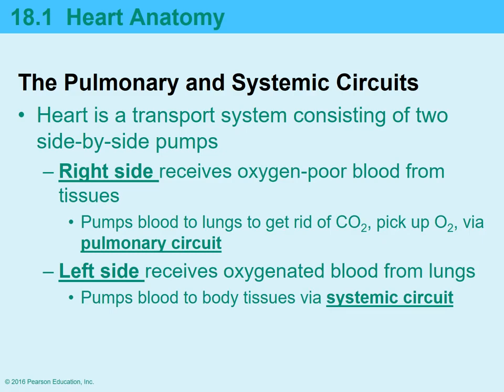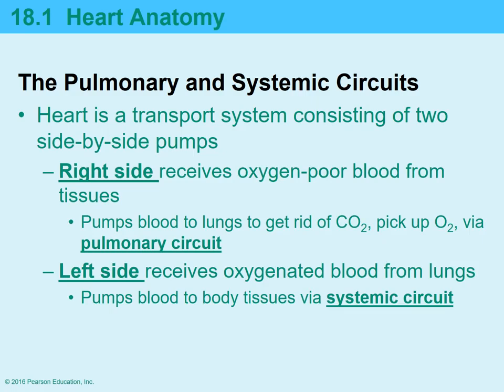With the heart anatomy, we're going to start looking at that first. Understand that the heart is essentially a pump. And you have two components to it. It's like you have two smaller pumps side by side. And the circulatory system is going to be divided into two components, the pulmonary and the systemic circulatory system.